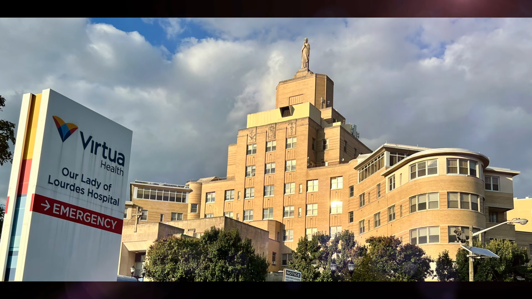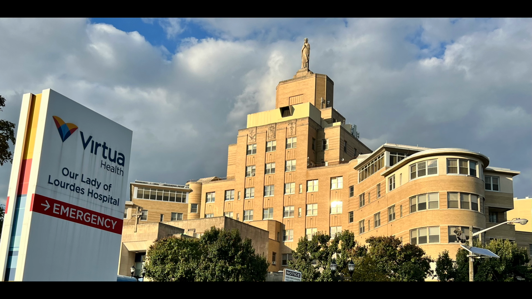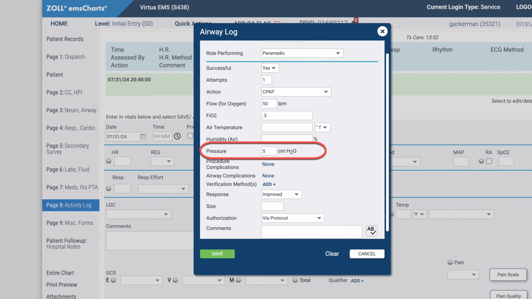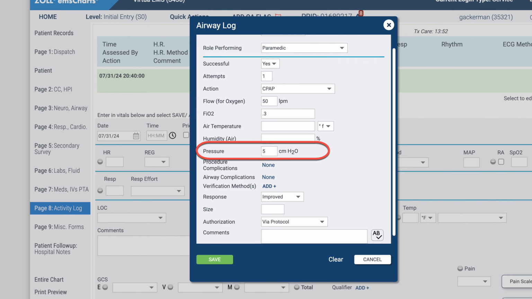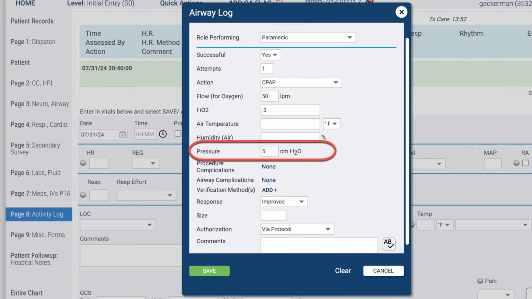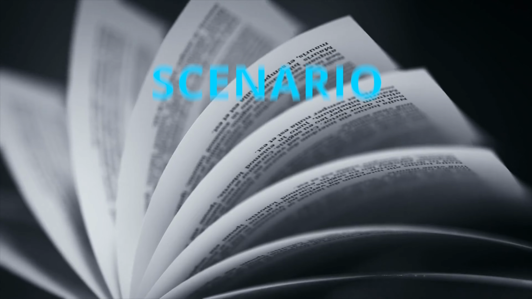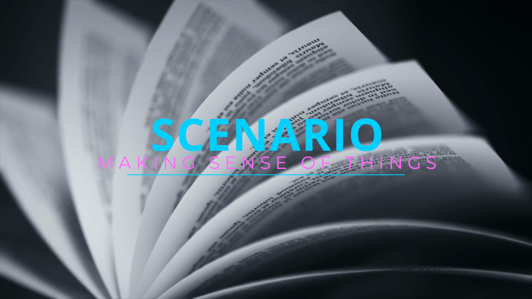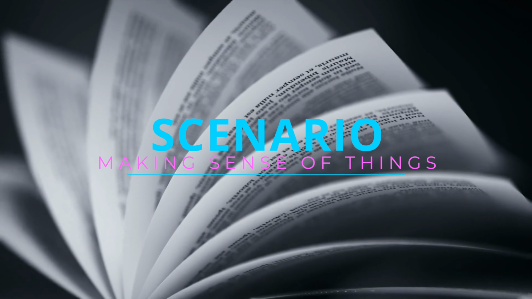Every time you treat with CPAP, report to the receiving facility, and later in your chart, you record the pressure as 5 or 10 centimeters of water. You've documented centimeters of water pressure 1,000 times, but have you ever wondered what that means? Let's look at a little scenario to connect theoretical knowledge to enhance your learning experience.